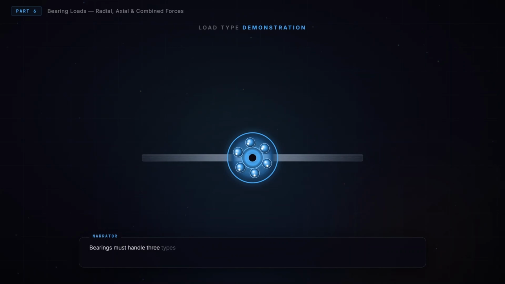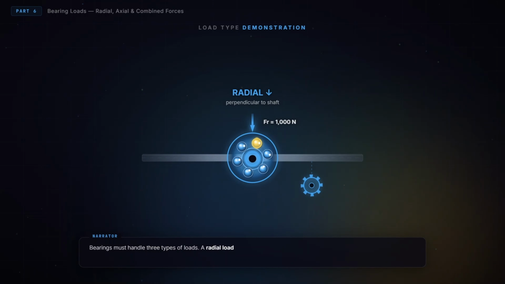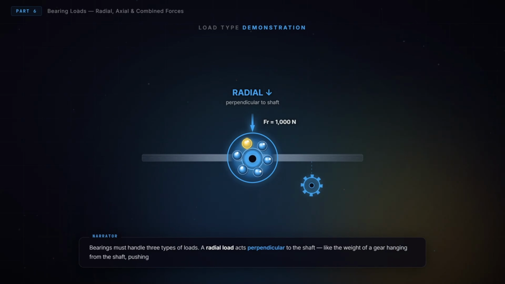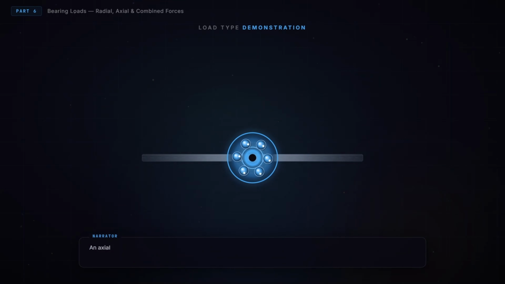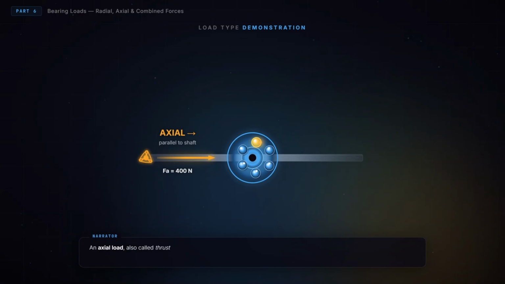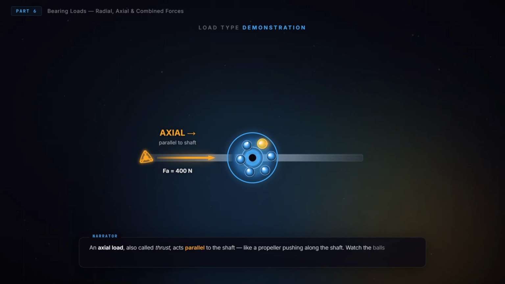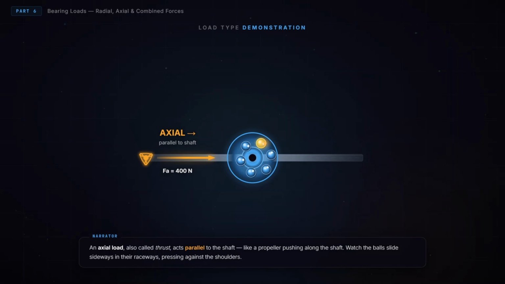Bearings must handle 3 types of loads. A radial load acts perpendicular to the shaft, like the weight of a gear hanging from the shaft, pushing straight down. Watch the top ball take the squeeze. An axial load, also called thrust, acts parallel to the shaft, like a propeller pushing along the shaft. Watch the balls slide sideways in their raceways, pressing against the shoulders.